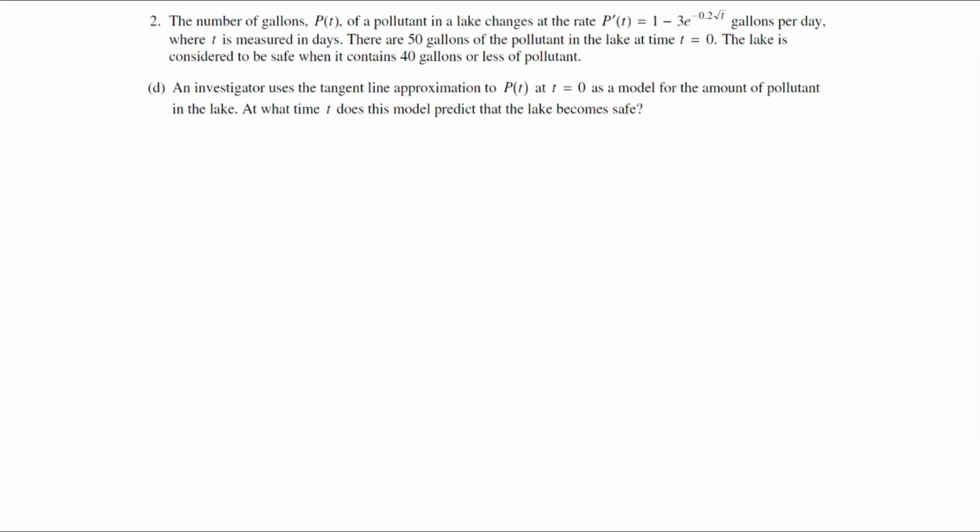All right, in part D, we've got an investigator using a tangent line approximation to P of t at t equals 0 as a model. And we want to know at what time t does this model predict that the lake becomes safe? Well, to do a tangent line approximation, we just need a point, and the point we're going to use is the point 0, 50. And then we want to find the slope.